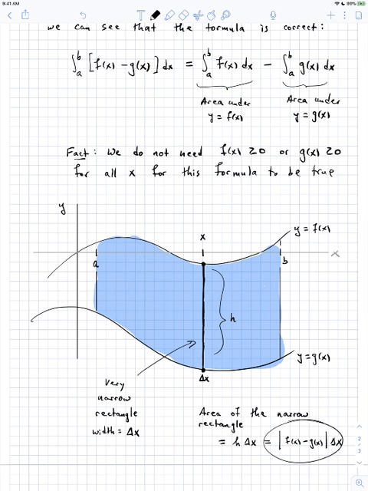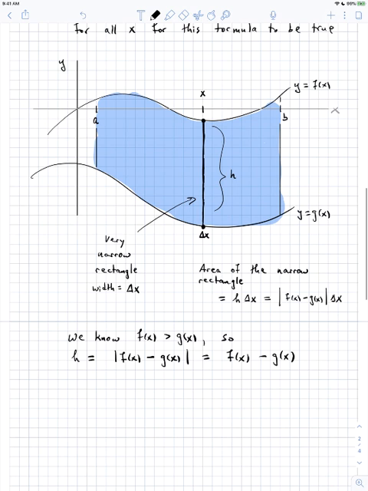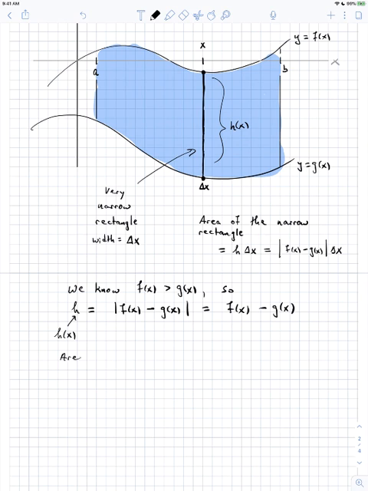It's an absolute value, but we know that f of x is bigger than g of x. So that means the absolute value of f of x minus g of x is actually just equal to f of x minus g of x. This is our value h. Notice it depends on x. So really, this h is a function of x. So now we see that the area of the narrow rectangle is h times delta x, which is f of x minus g of x times delta x.